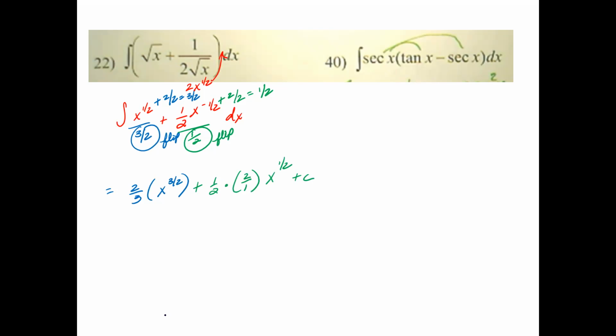Okay, so then looking at this part here, you have a 2/3 x to the 3 over 2 plus this part cancels, x to the 1/2 plus c, and that is your answer.